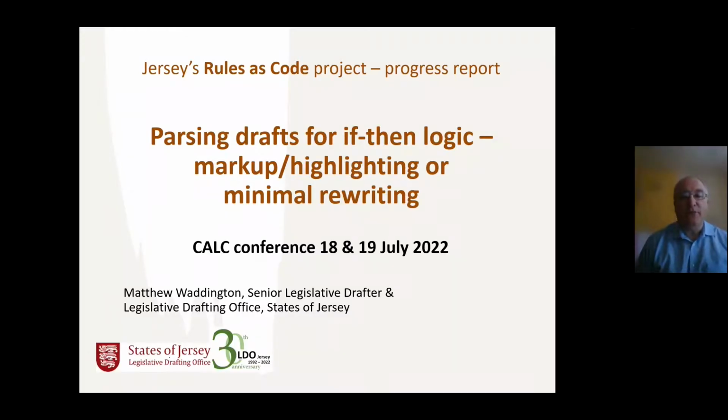I'm the Senior Legislative Drafter at the Jersey Legislative Drafting Office, and this talk for the CALC conference is about our project on rules as code, which I've been working on with three colleagues, Heather Mason, Kate Hanna, and Zoe Rilstone. What we've been looking at is drafters parsing their drafts for the if-then logic that lies behind what we do, and the ways in which drafters might be able to mark that up on their drafts, or at least produce a shadow draft with minimal amounts of redrafting to illustrate that.